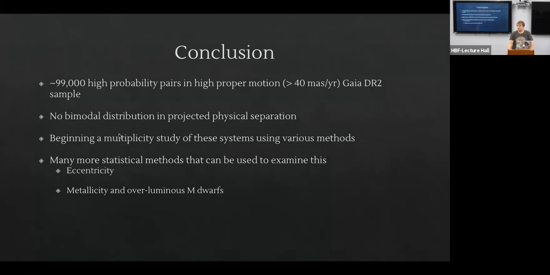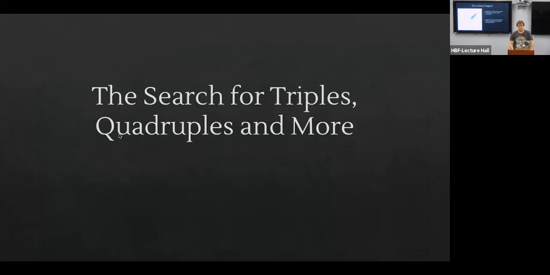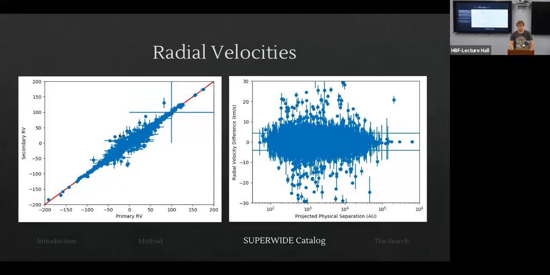So you showed a very nice plot of the radial velocity of star 1 versus radial velocity of star 2, and you get this nice line. Do you have a similar plot for proper motion of the primary versus secondary? Yes.